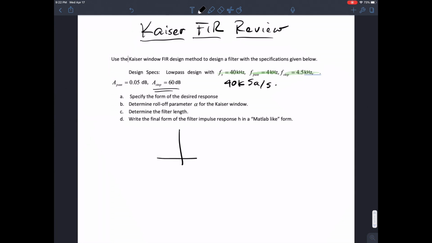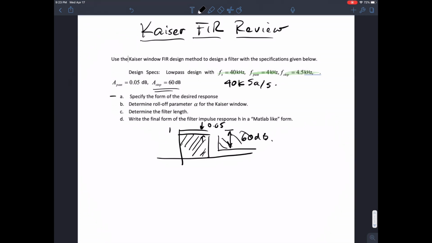So hopefully in your head you're seeing pictures that look like this. Okay, where we have a ripple specification, 0.05 dB. Okay, and then also stop band. These are all forbidden zones for the filter response. And this from 1 down is 60 dB.